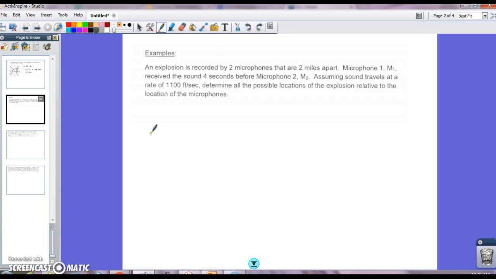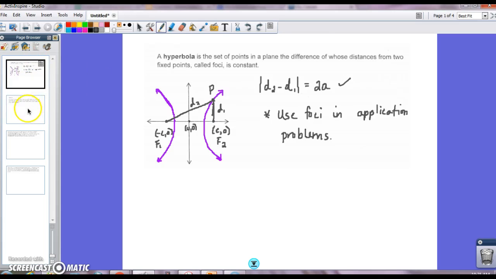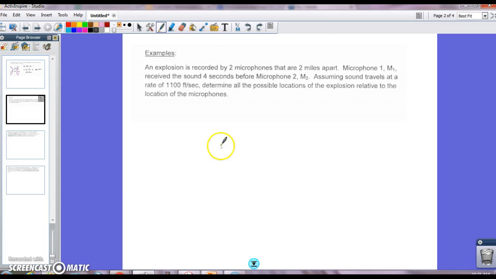Now, if I just looked at that, I would probably be overwhelmed and not really sure where to start. But let's start by drawing ourselves a picture. Our microphones are 2 miles apart. If we place our microphones at our foci, like we said up here, use the foci in the problem, that's really going to help us set up the problem.